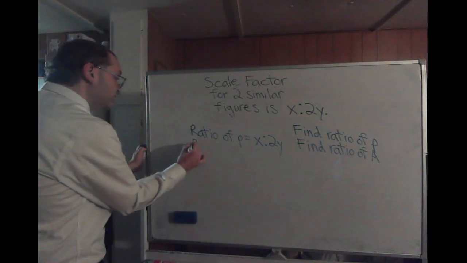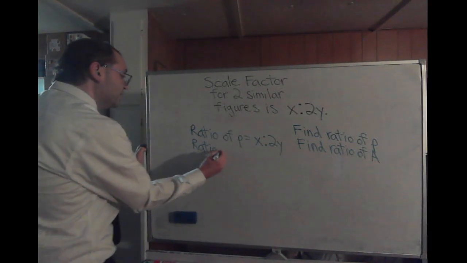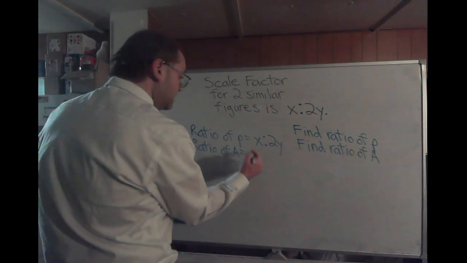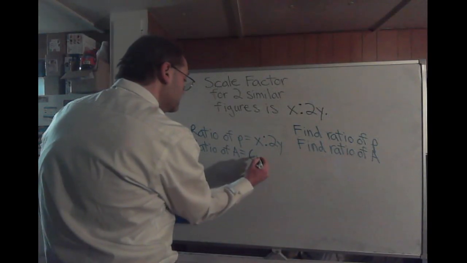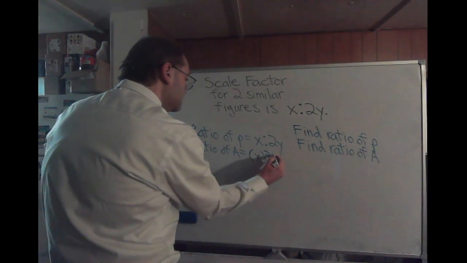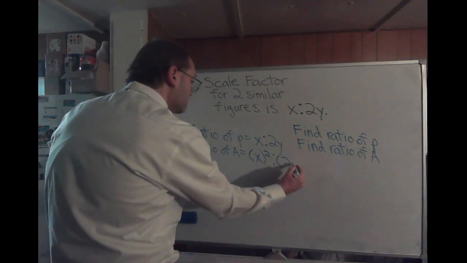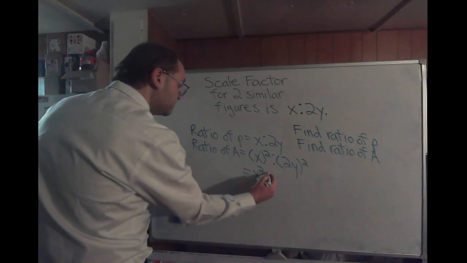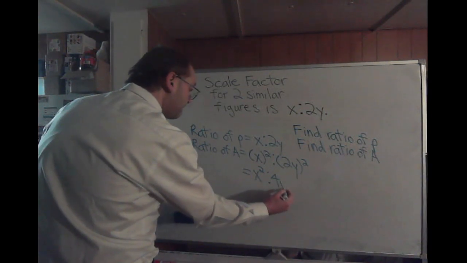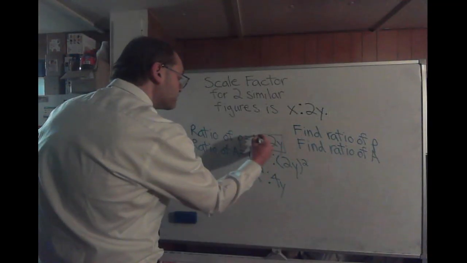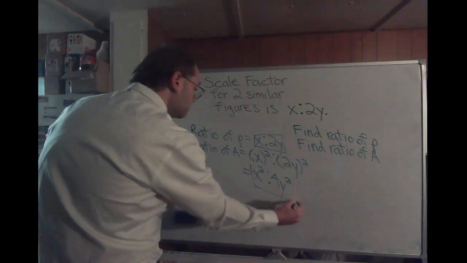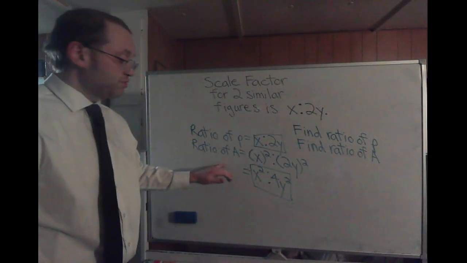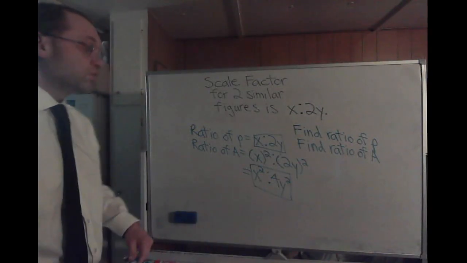Now we're going to find the ratio of the areas, which, as we know, is each part of the scale factor squared. So that would be x squared to the quantity 2y squared, which would simplify into x squared to 4y squared. So the ratio of the perimeters in this case is still the scale factor, x to 2y, but the ratio of the areas ends up being x squared to 4y squared.